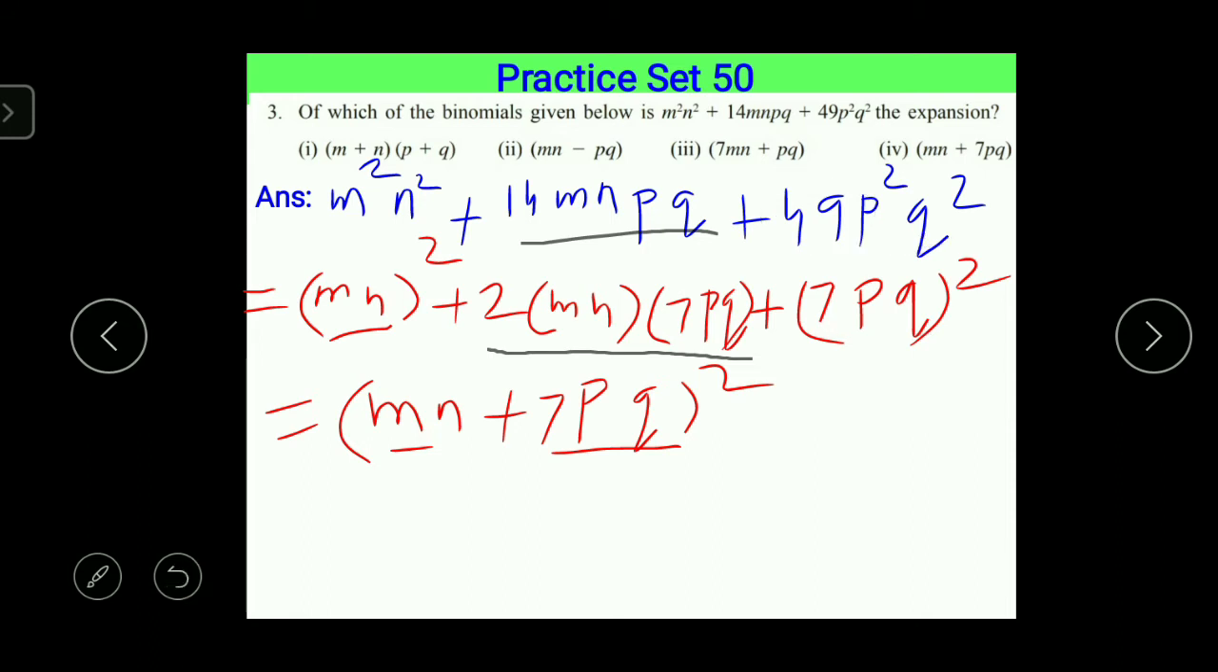You can open and check, students. When you open and check, you will come to know 7² is 49, p² is p², q² is q². So till here, I hope you must have understood.